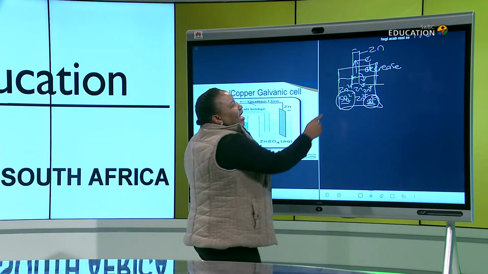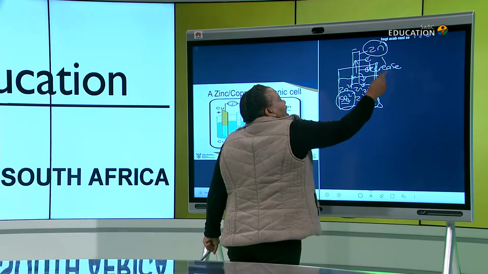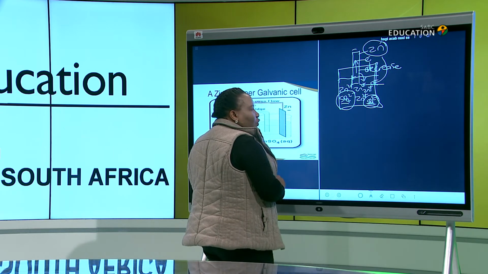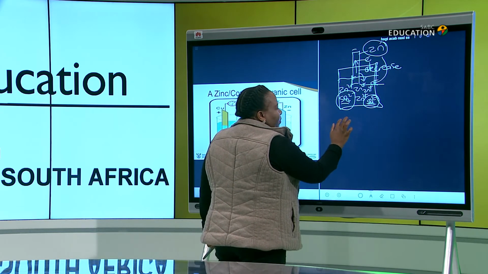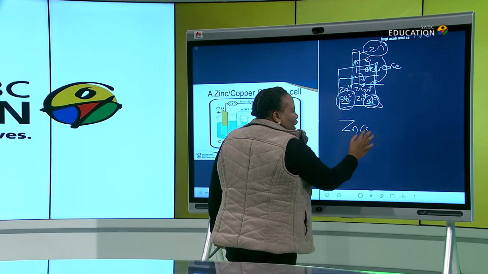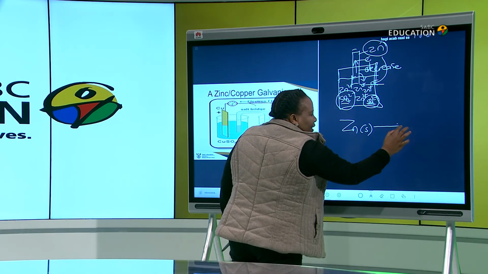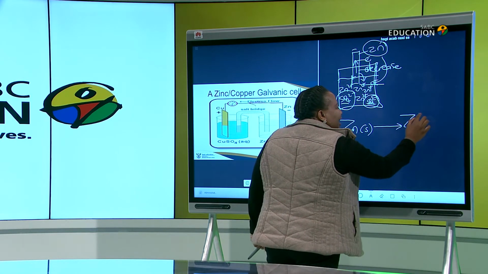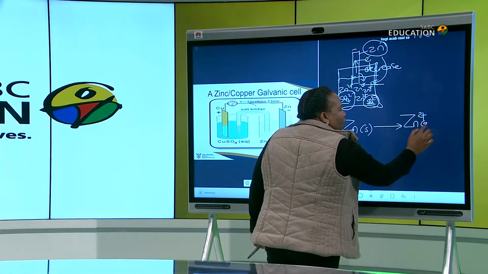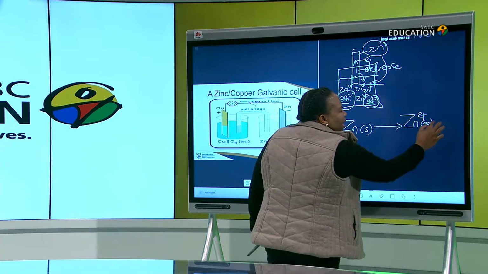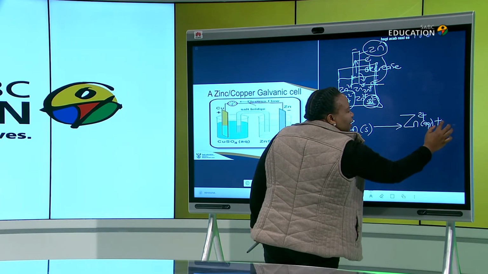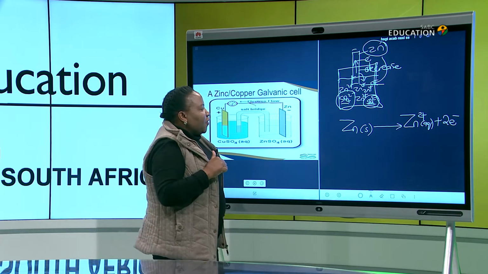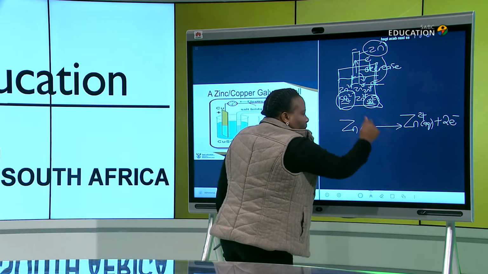But what is happening is the zinc will change and become zinc 2 plus. So when you write the half reaction of zinc, it's going to be zinc, which is a solid, changing. After losing electrons, zinc will become Zn2+, which is no longer a solid but is now aqueous. How many electrons has zinc lost? 2 electrons. So this is a half cell of zinc showing that zinc has lost electrons.